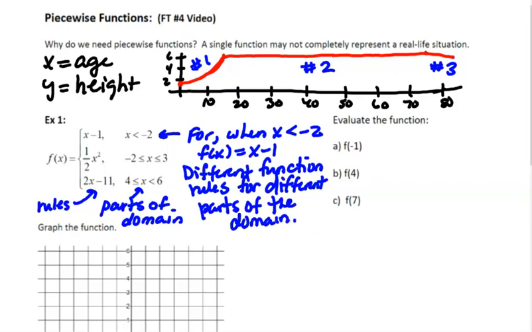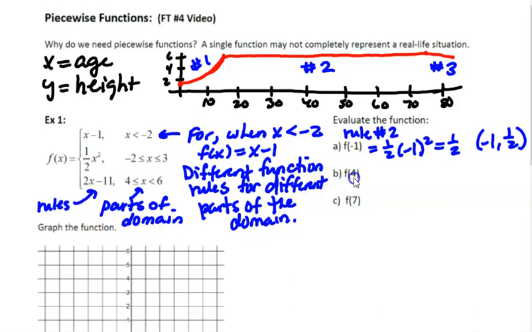Now let's evaluate several function values. So if you look over here, evaluate the function f of -1. Remember, that means when x is -1, what is y? Well, if x is -1, I have to first look at which section of the domain that fits in. Well, -1 is between -2 and 3, so that means I'm going to be using rule number 2 to evaluate this particular value of x. So this f of -1 is going to be 1/2 times -1 squared, which is 1/2 times +1, or 1/2. So that means -1, 1/2 is a point on the function.